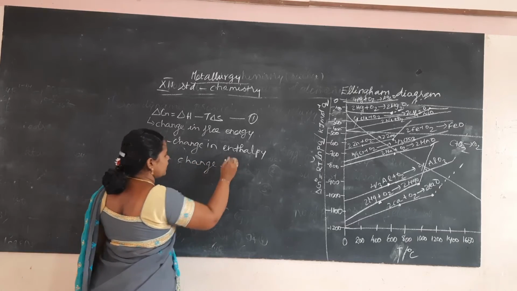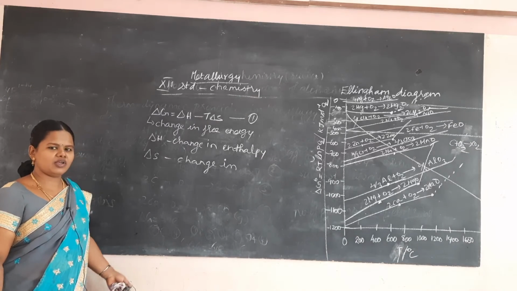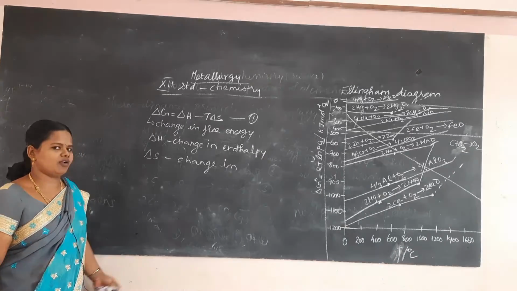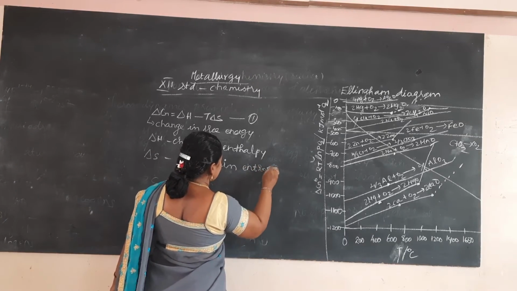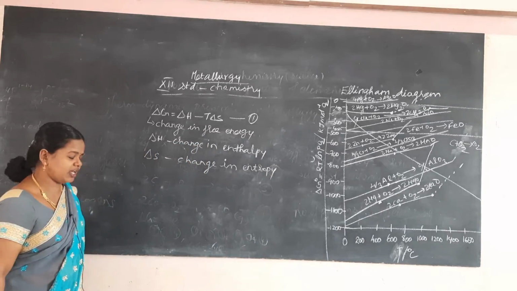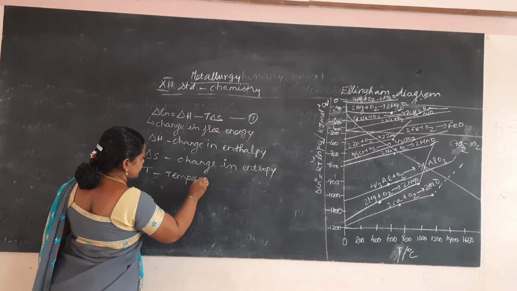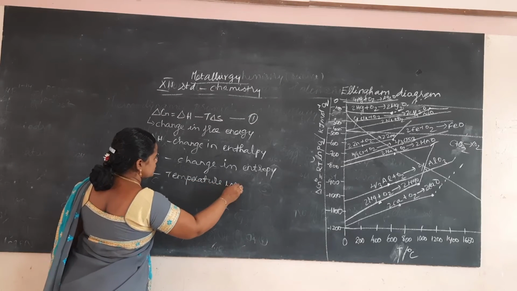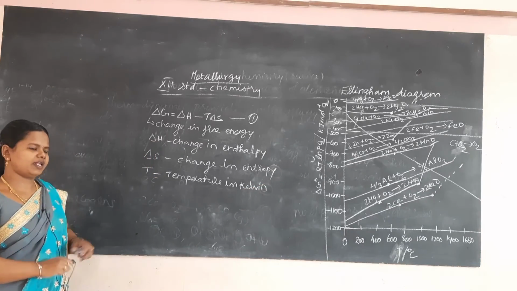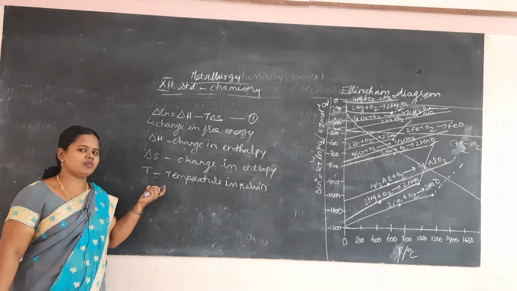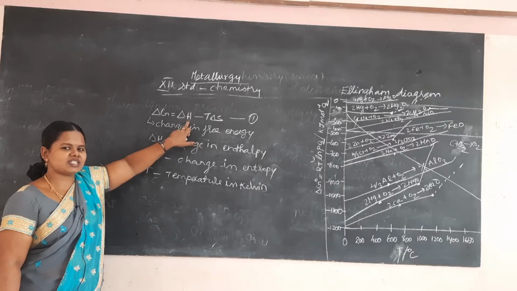Entropy is nothing but what? The disorderliness of the molecules in a system is known as entropy. So delta S is the change in entropy. Delta H is the change in enthalpy, the heat change, and T is the temperature in Kelvin. So this is the first equation. And I already told you that if you want a reaction to be spontaneous, the delta G must be negative. And here delta G is equal to delta H minus T delta S.